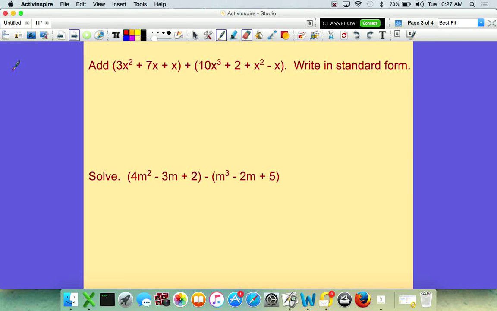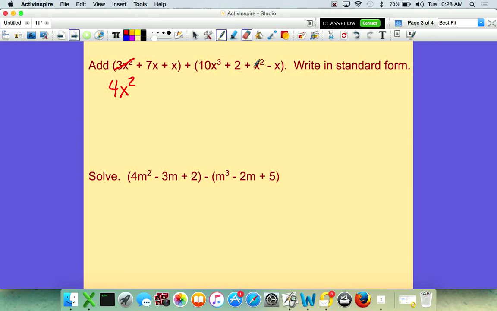Next one, add these two polynomials together in standard form. Now, standard form means to put it in order from the highest exponent to the lowest exponent. All right, so first it says to add these, though. What you want to be careful of is you want to make sure that you're adding like terms. So what I see here with this x squared, I see 3x squared here and an x squared there. If I add those together, 3x squared plus x squared gives me 4x squared.